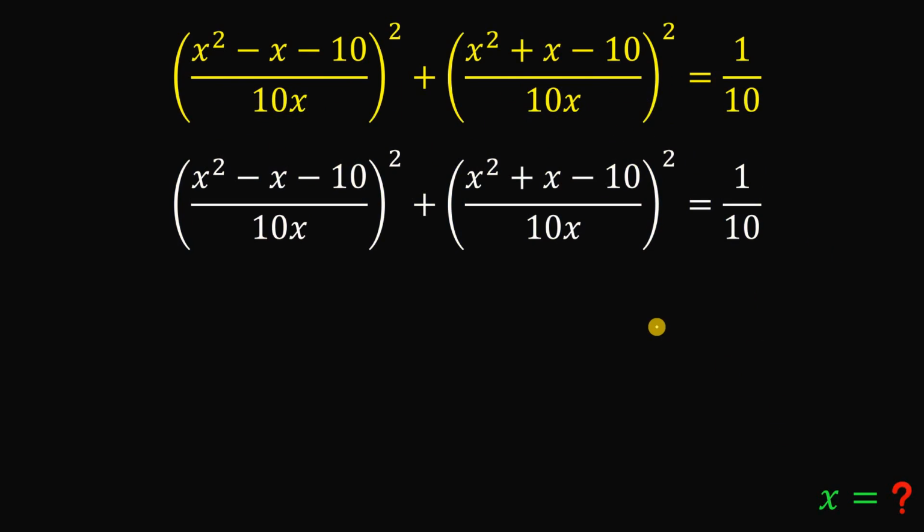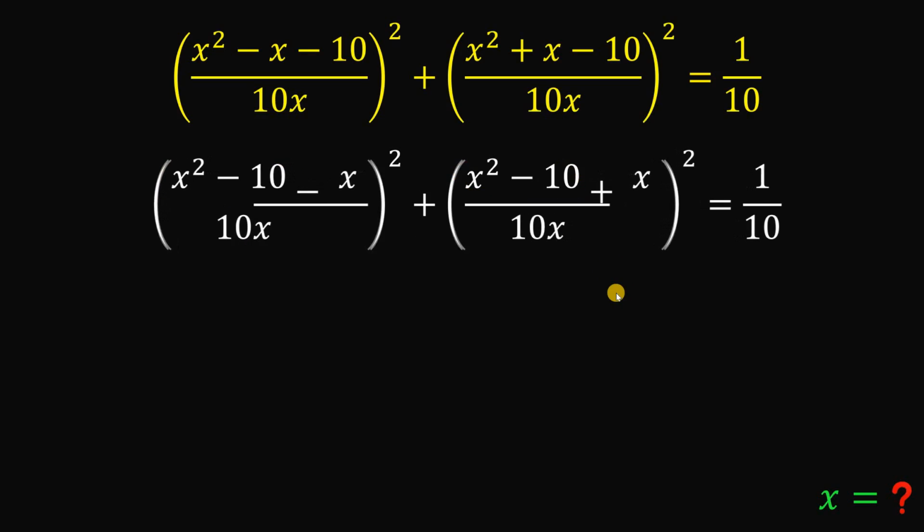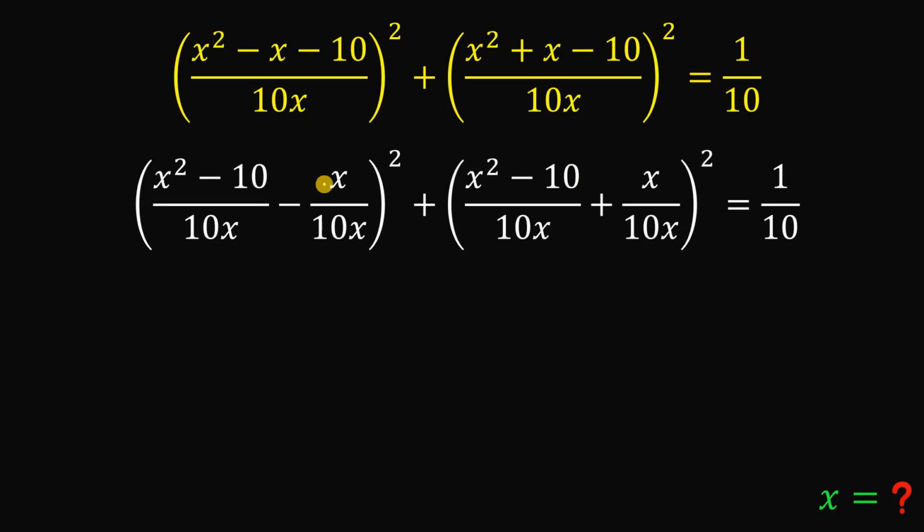Now, one thing to notice is the similarity of these two expressions, because when we rearrange some terms a little bit, you can see that we have the same term, x squared minus 10, and they are both divided by 10x. So using the concept of similar fractions, we can rewrite this as follows. And then take note, we have here x over x, this is just 1.